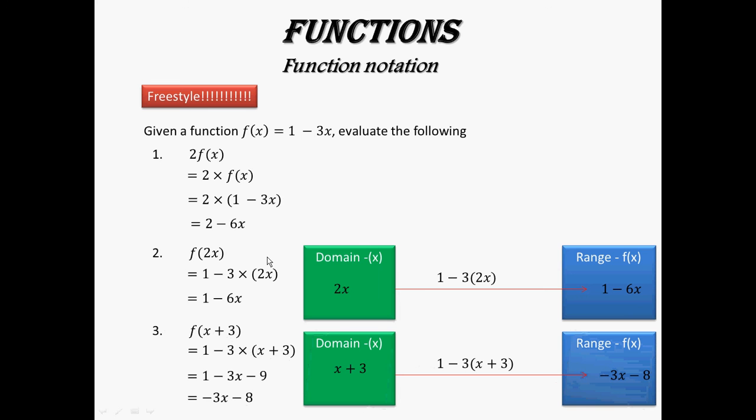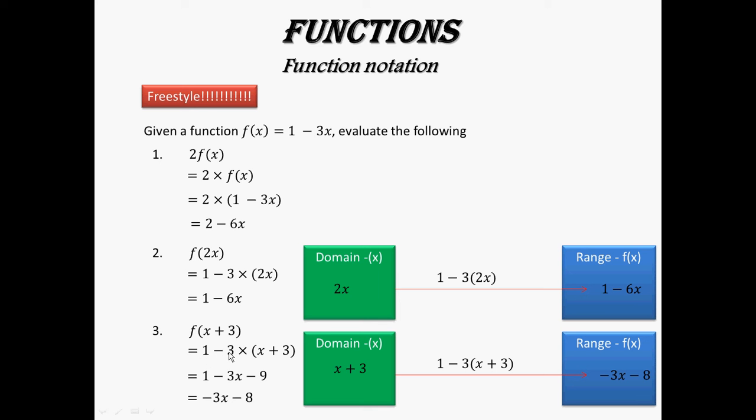Let's look at another a bit more complicated problem, but once you get the basics you won't have any problem with this one. We want to find f of x plus 3. Here we take our input to be x plus 3, so we substitute x plus 3 for x throughout our function. So where we had f of x is equal to 1 minus 3x, we now say f of x plus 3 is equal to 1 minus 3 times x plus 3.